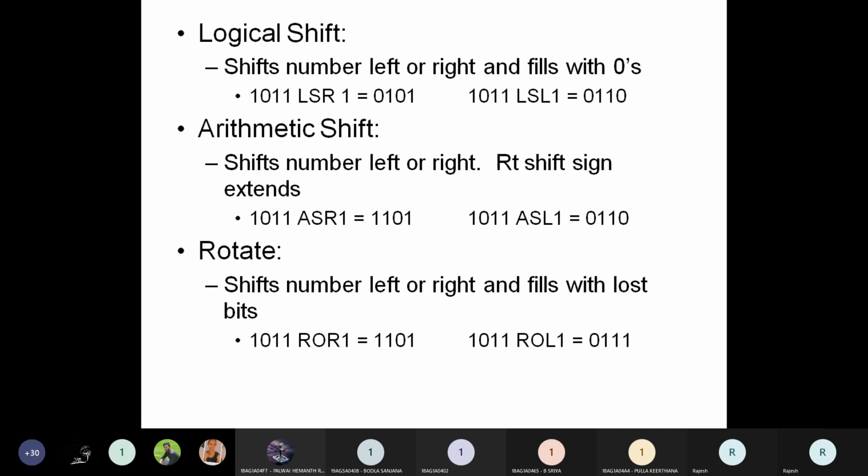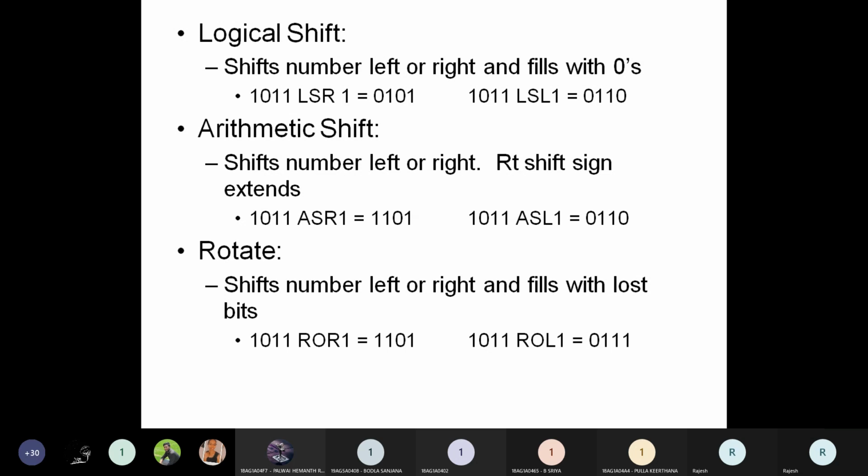So logical shift, arithmetic shift, and rotate. These are the 3 shift operations. So we are generally covering shift operations. Then we'll see what is the difference between normal shifting and barrel shifting. So what is a logical shift? Once you shift a number left or right, it is going to fill with zeros.